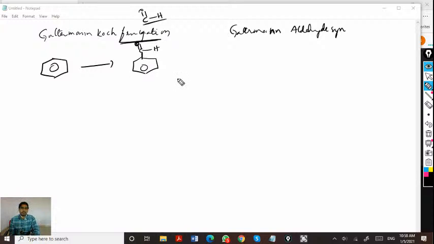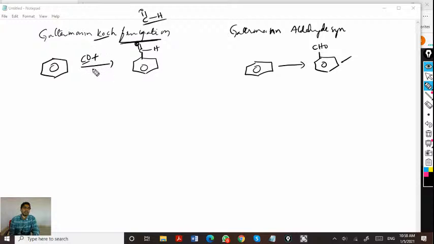So benzene to benzaldehyde. This is also benzene to benzaldehyde, so the similarity is the same. The starting material and the products are similar, so both are the same. What could be the difference between these two? The only thing is the reagent. It will happen with CO, HCl.